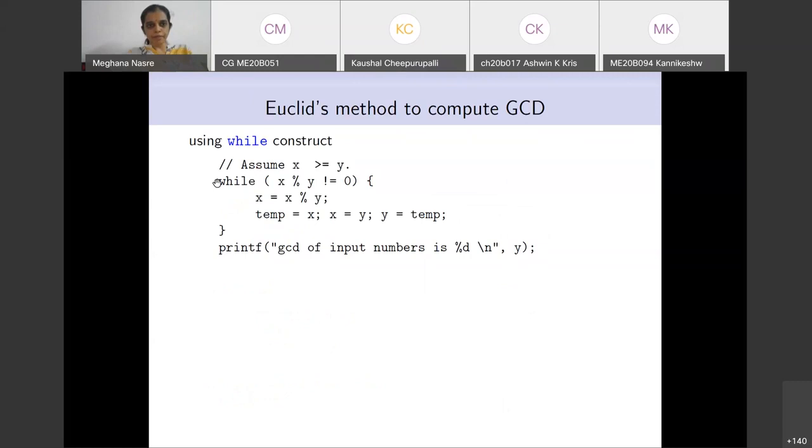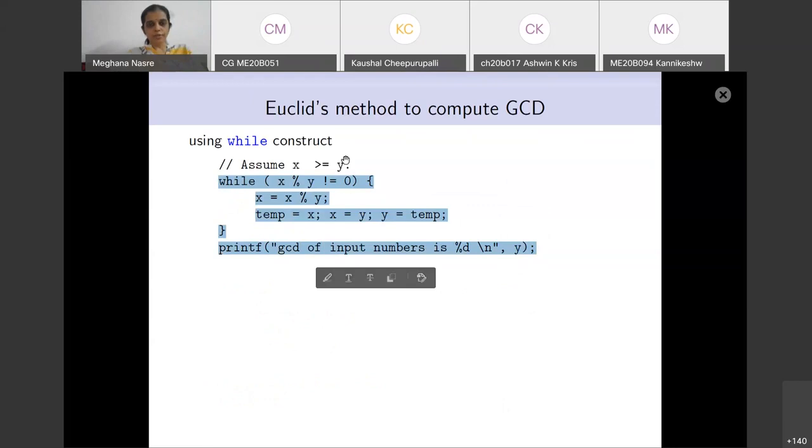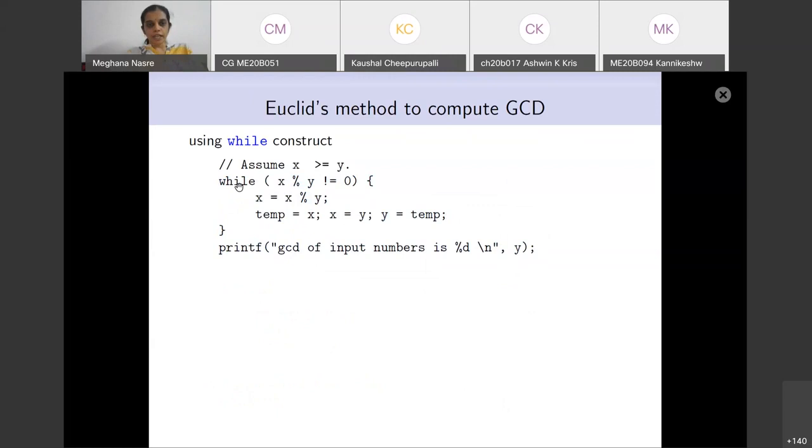And the critical part of the code is this: we are assuming that we have two positive integers x and y, and we are going to run this loop as long as x mod y is not equal to 0. When we exit this loop, x mod y is equal to 0, which means that y divides x, and therefore in y we have the GCD of x and y. And again, like in the previous example, x does get modified, and we understand this code.